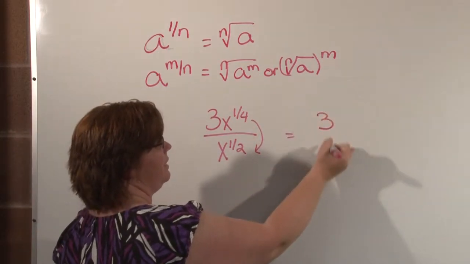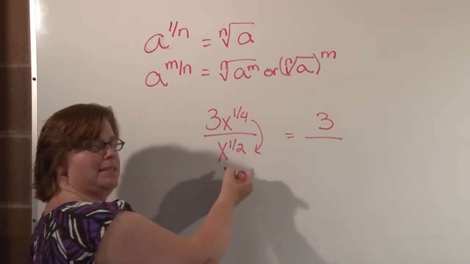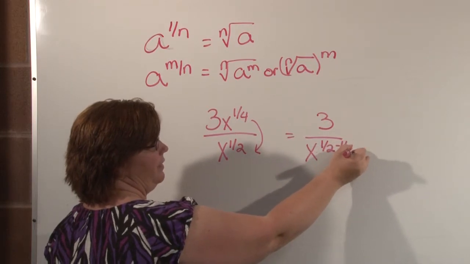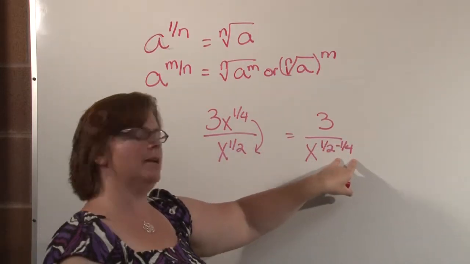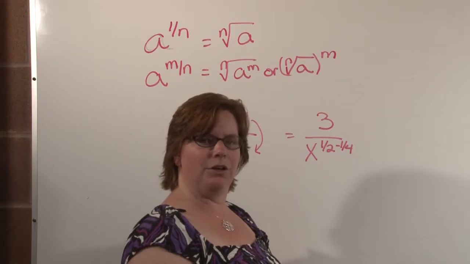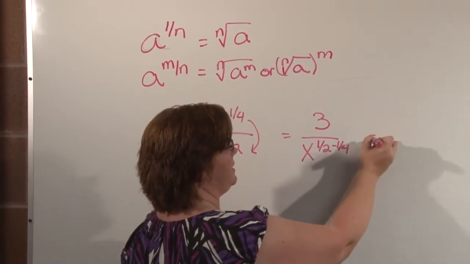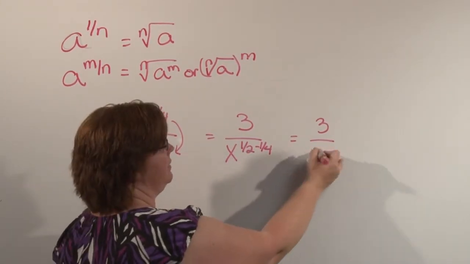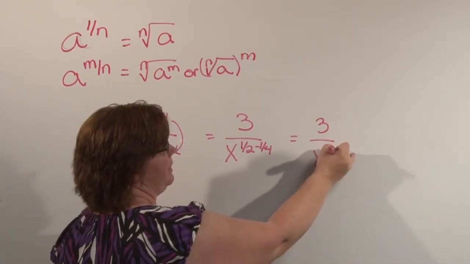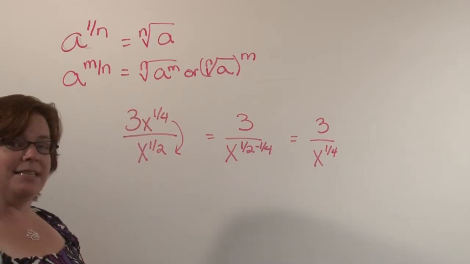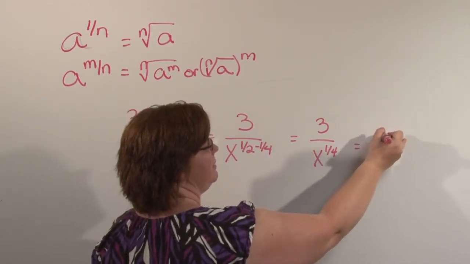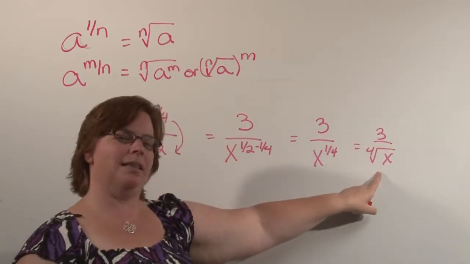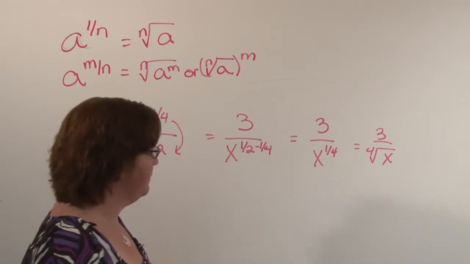So that's going to be 3. We have the same base of x, and now we have the 1/2 minus 1/4, and we need to have a common denominator. Most of us that bake or cook kind of know these fractions, so I'm going to skip that a little bit. And we know 1/2 minus 1/4 cup still gives us 1/4 cup. So we can write it like that. If you want to get fancy, you can rewrite it as 3 over the 4th root of x, but we don't usually write it that way. We would write it more this way.